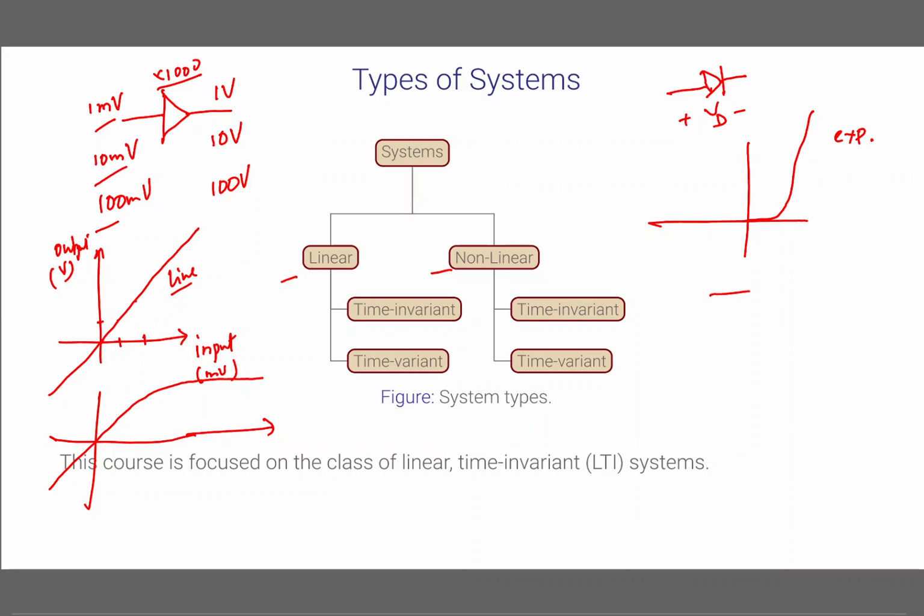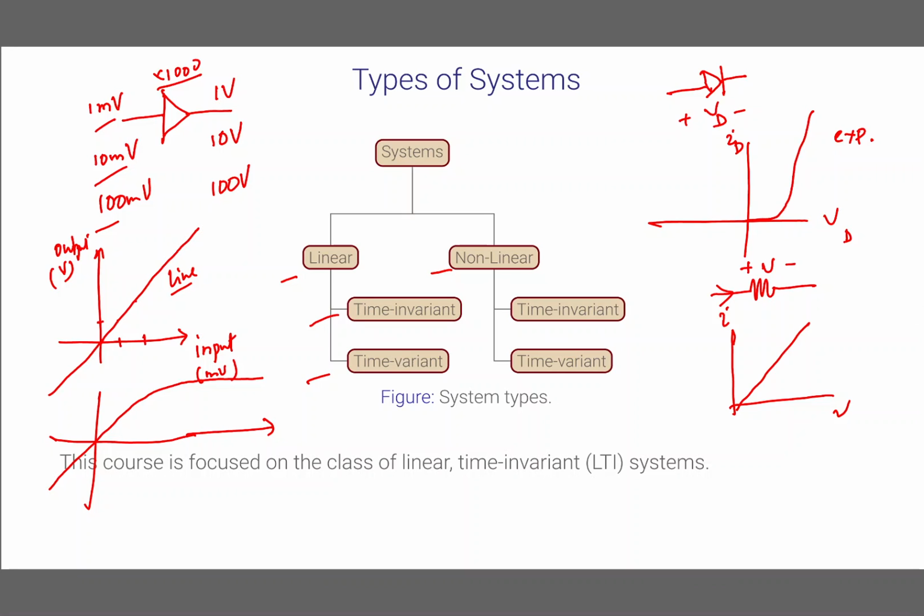But if you take a resistor and the current and the voltage, with respect to the voltage that we apply to the resistor, the current is linear. Can you see that? So now you see the difference between linear and nonlinear systems. And if you take linear systems, you have time invariant and time variant.